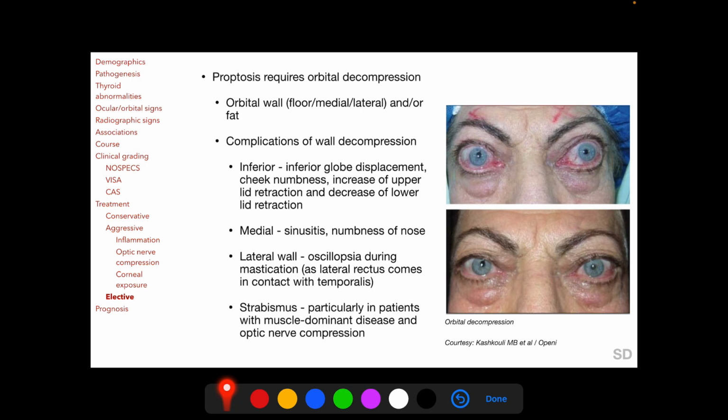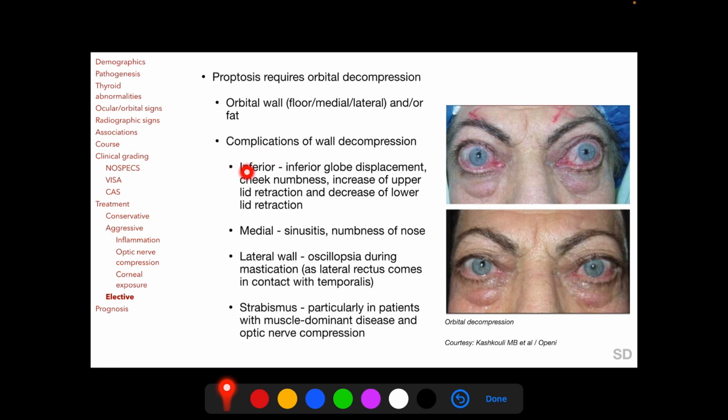Proptosis requires orbital decompression, and this can be either wall decompression or fat decompression. An orbital wall decompression is usually done in the floor or the medial wall of the orbit, and only occasionally the lateral wall is operated on.